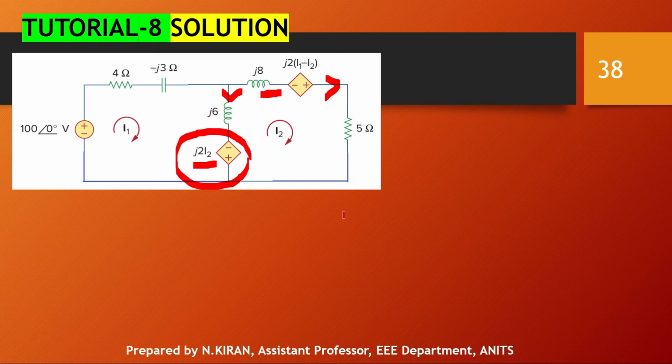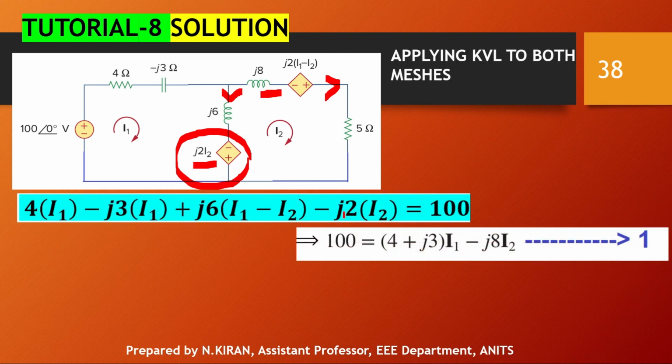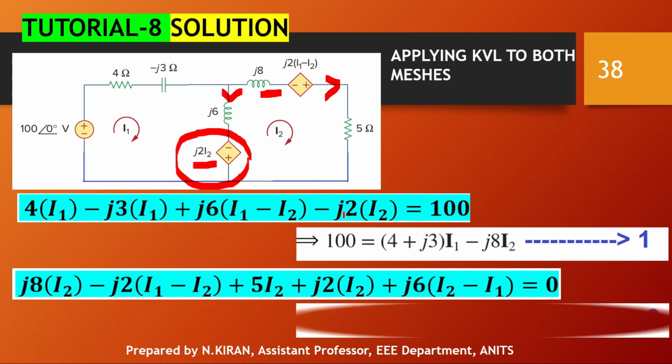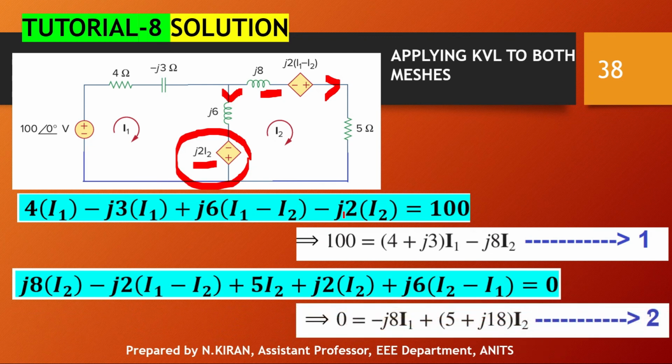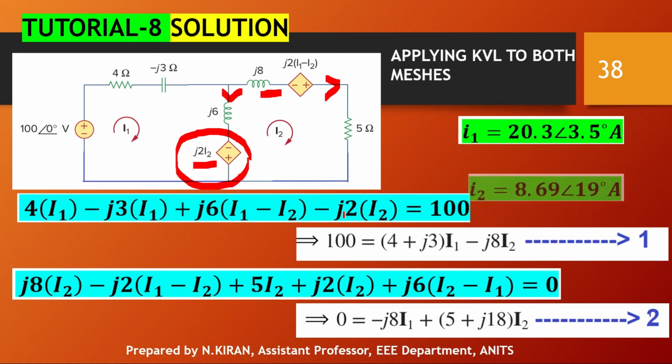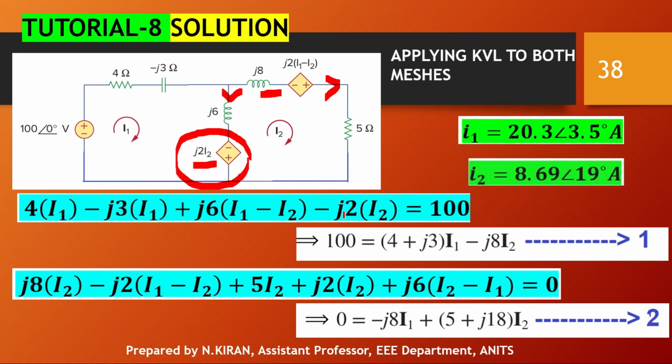So applying KVL to both the first mesh as well as the second mesh, I'll get the following equations. Assuming them to be equation 1 and equation 2, applying Cramer's rule and finding the currents I1 and I2. In this case I obtained I1 as 20.3 at an angle 3.5 amps and I2 to be 8.69 at an angle 19 amps.